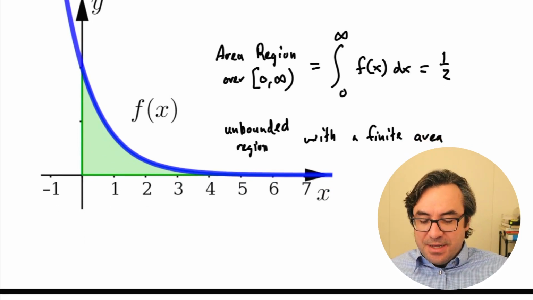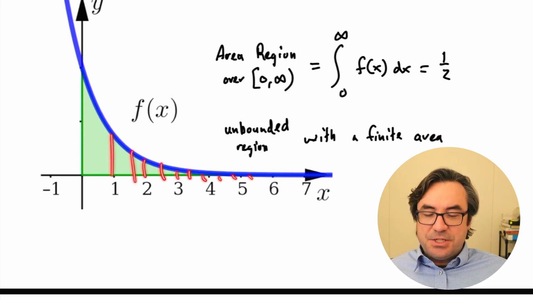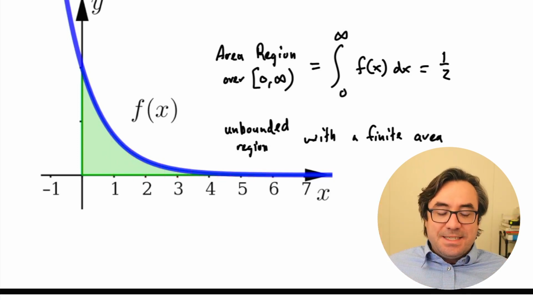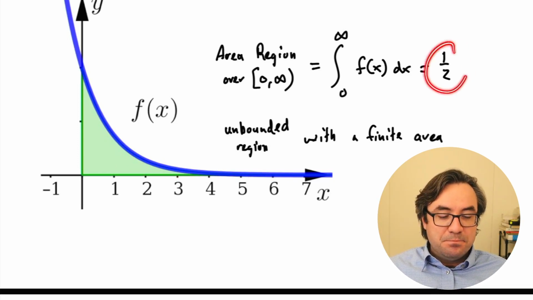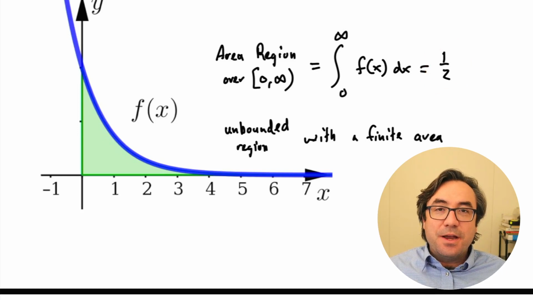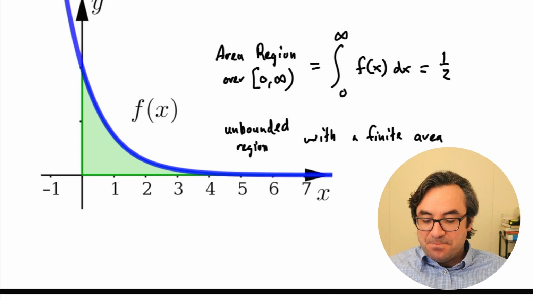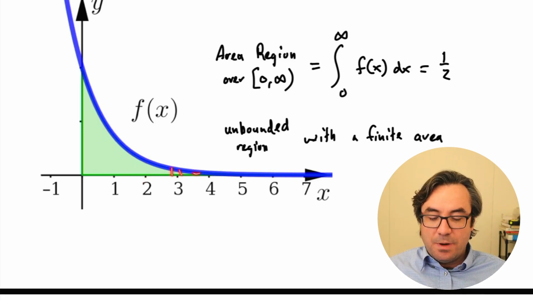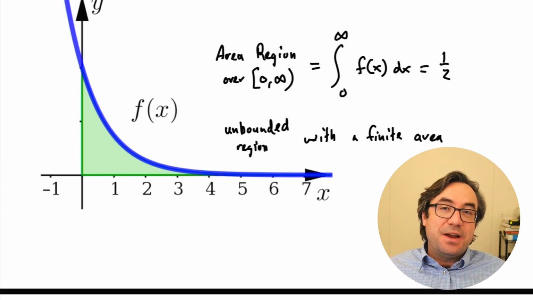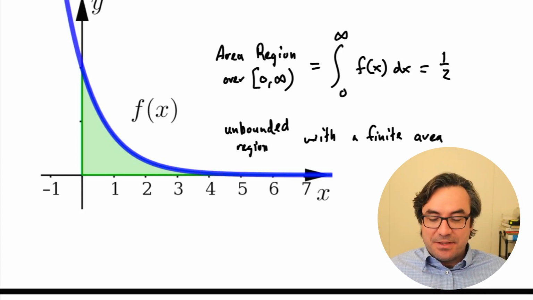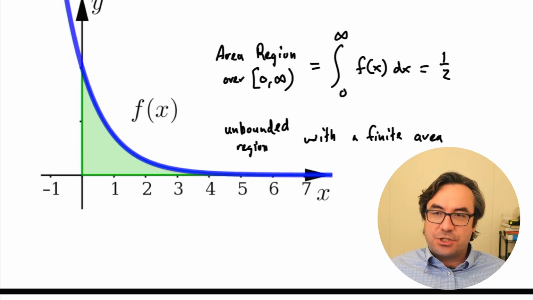So in interpretation, if I could just slice this region up and move it all around, technically I should be able to fit it all into a box with area 1/2. So when I slice it up, I'm going to end up with a whole bunch of very small pieces, and I'll be able to fit them all into a box of area 1/2. Kind of surprising that this region that extends infinitely far in one direction, keeps going and going and going, has a finite area.